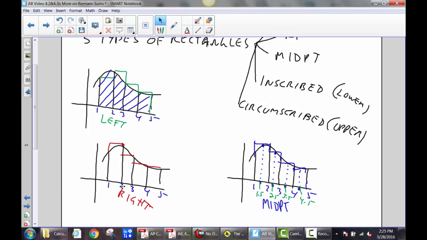Okay, right endpoint, you're going to go to the right of the interval, and now that's going to be your height. Midpoint simply means at the midpoint in between, at the middle of each interval. So halfway between 1 and 2 is 1.5. From there, you go up to the curve, that's your height. 2.5, go up to the curve, that's the height of your rectangle.